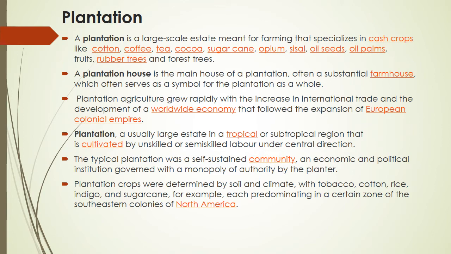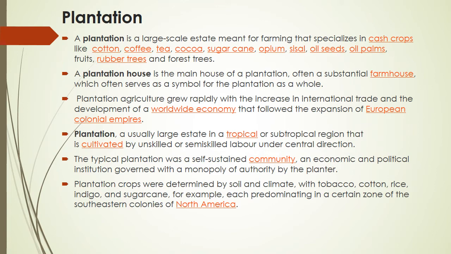A plantation, as usual, is a large estate in a tropical and subtropical region that is cultivated by unskilled and semi-skilled labor under a central direction. So it is usually seen in tropical as well as subtropical areas where they require unskilled and semi-skilled laborers. The typical plantation was a self-sustained community, an economic and political institution governed with the monopoly of authority by the planter. So basically, it was a community which was economically and politically governed by a monopoly authority, or by a planter.